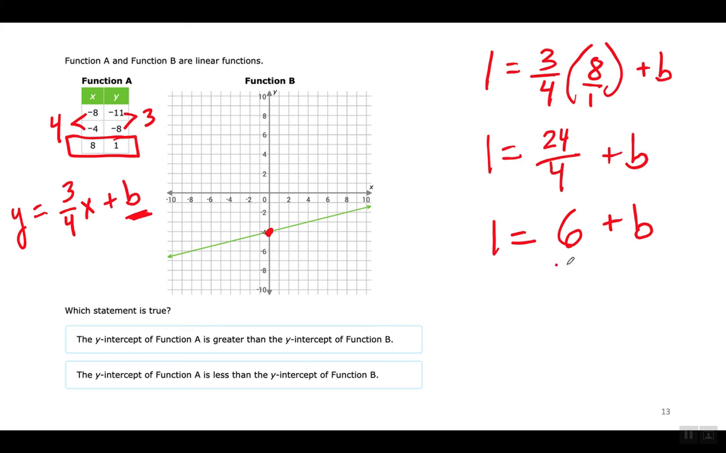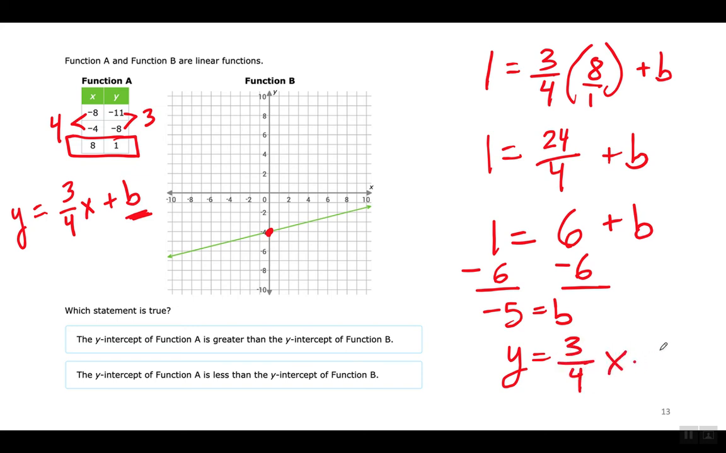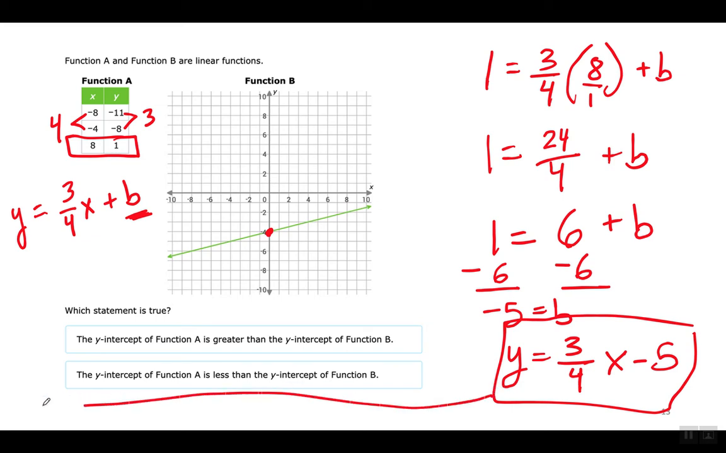Alright, now just move the 6 to the left by subtracting from both sides. And you're gonna get that B equals negative 5. So the equation is Y equals 3 over 4X minus 5, which means that the Y-intercept is negative 5, and this is function A.